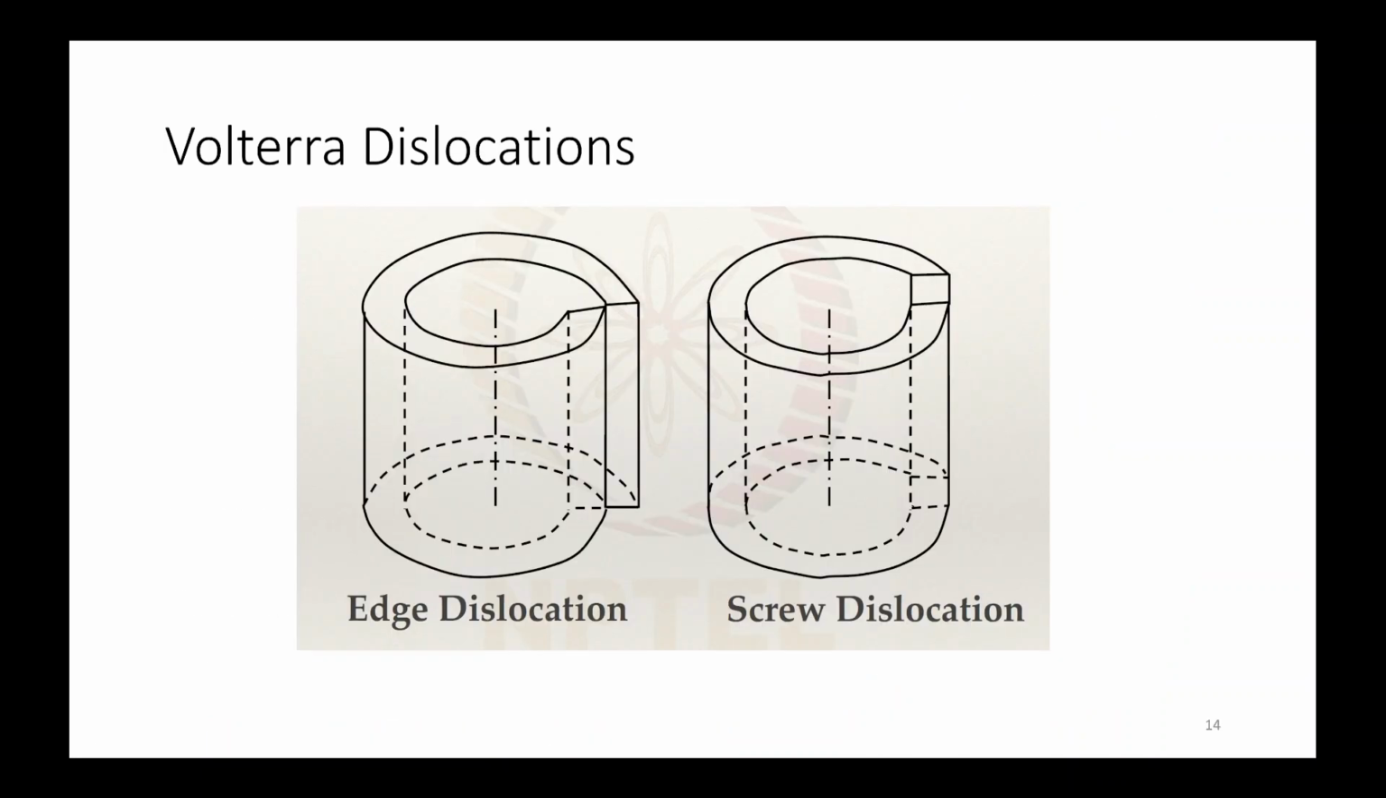Now these are the Volterra dislocations. Volterra was a scientist who proposed these types of dislocations initially, before we even saw dislocations under TEM. He took hollow cylinders, cut one part, and shifted it along the X direction, Y direction and Z direction, which led to the formation of edge dislocation, screw dislocation and disclination.